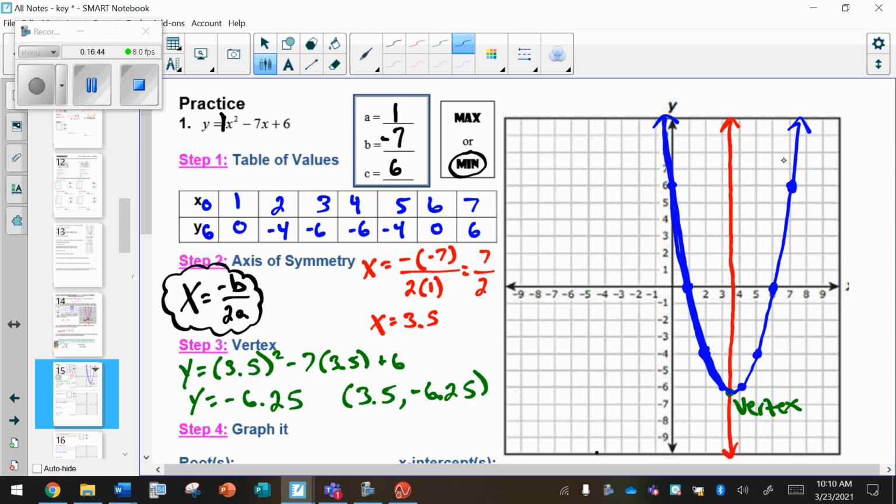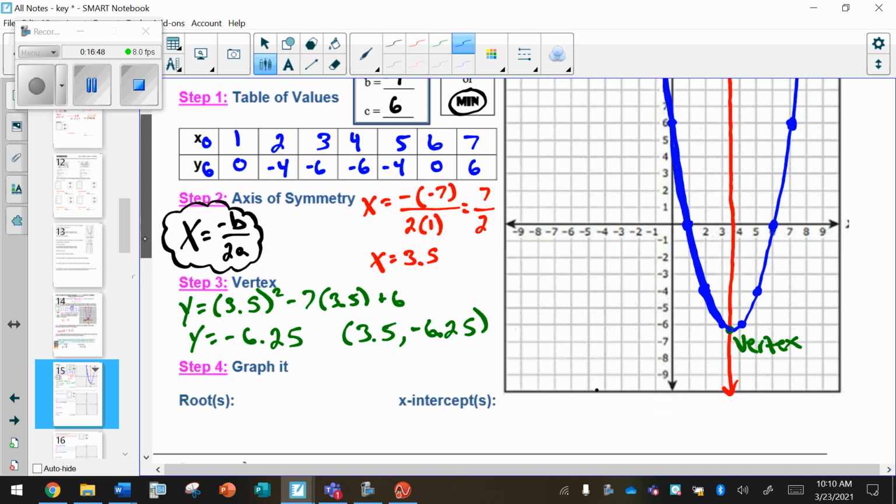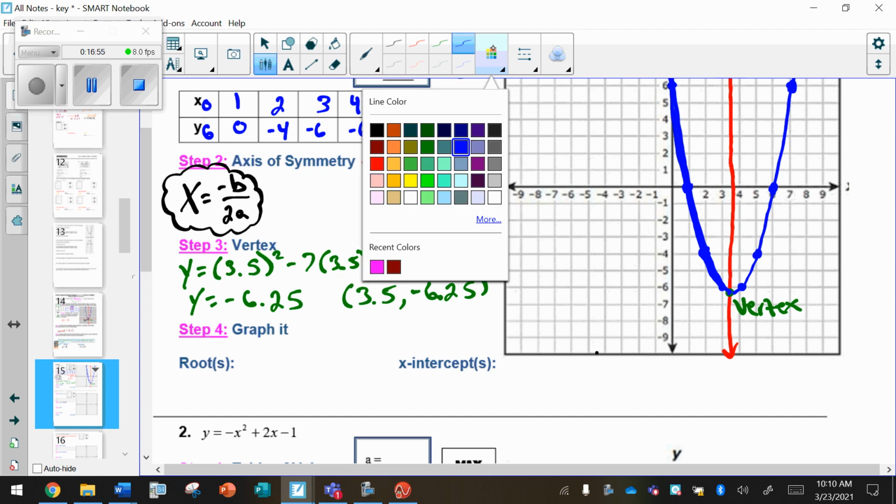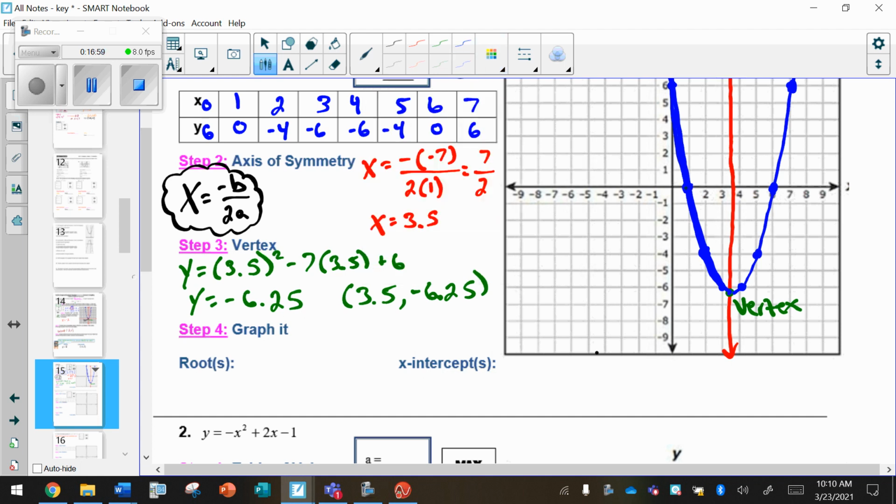Now, what else are we asked to find here? We were asked to find our roots. Okay, so our roots are the x values where our graph crosses the x-axis. So our x values here are at +1 and 6. So x equals 1 and x equals 6. Written as x-intercepts, I use it as a coordinate point, (1, 0) and (6, 0).